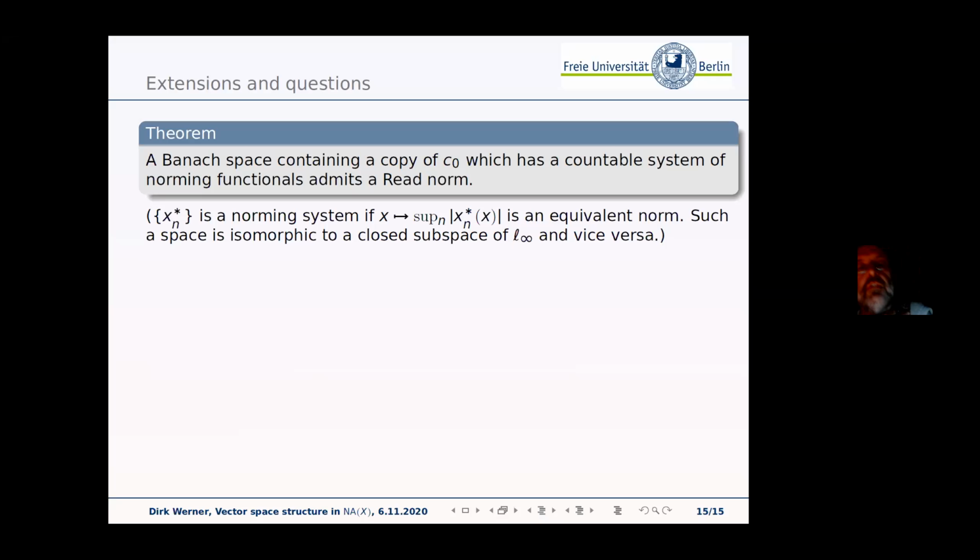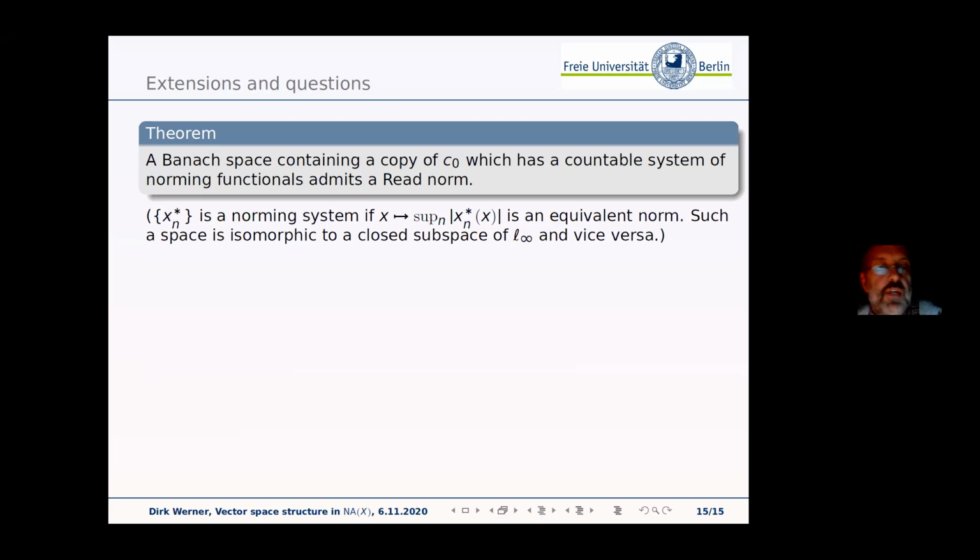So, extensions and questions. Here's an extension of the theorem. Until now, we have only looked at separable spaces, and this theorem will also cover L infinity. So a Banach space containing a copy of C0, that allows a countable system of norming functionals. It's not one norming, it's norming in the sense that you can read here. This also admits a Reed norm.